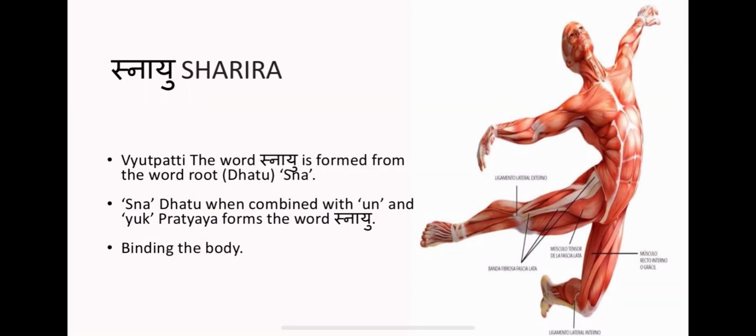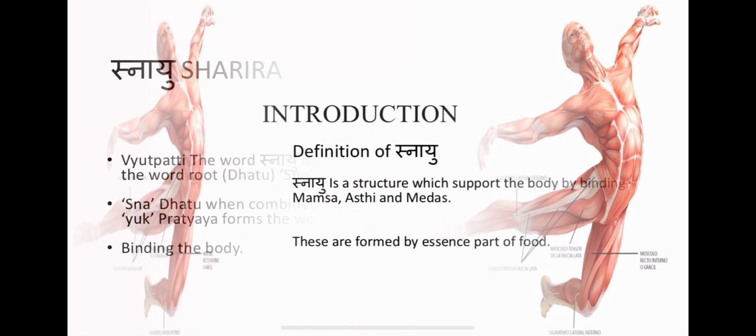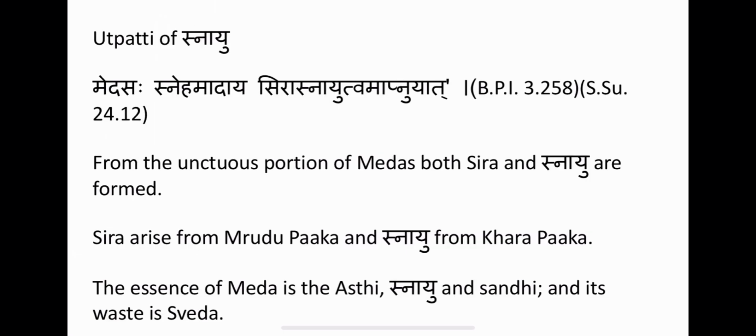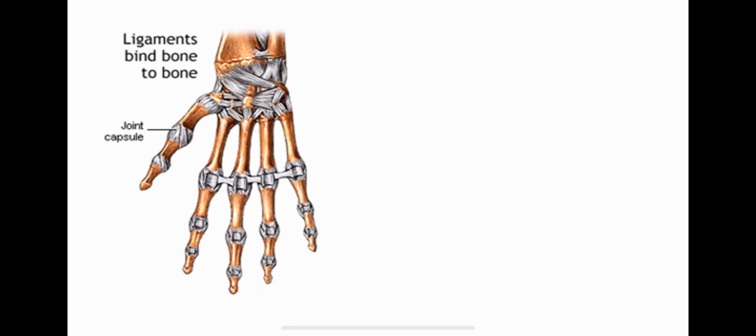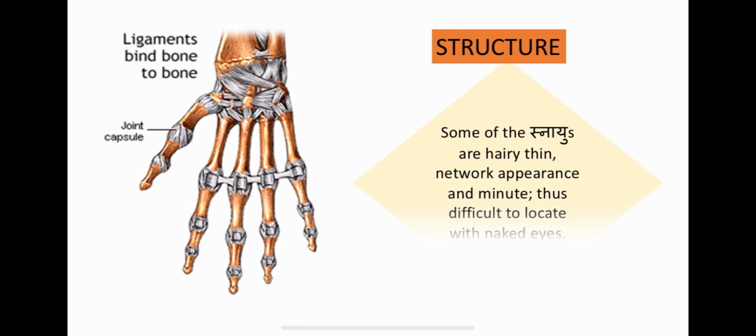Now we will look into the word Snayu. Snayus are the rope-like structures like the Shana, that is the hemp. It is Shana Akara and belongs to the Upadhatu category. They are the binding materials in the body that bind the Mamsa, Asti and the Medas. Snayu are formed out of the Khara Paka of the Medas. Few Snayus are very thin, hair-like, and few Snayus have a network-like appearance and are very minute, and hence it is very difficult to locate these with the naked eye.